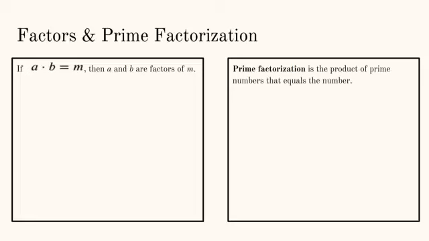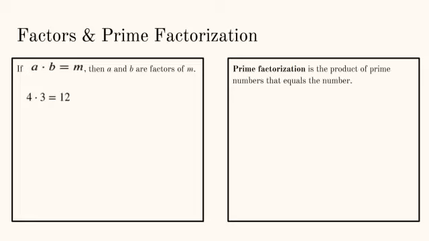Factors and prime factorization. So we need to know what each of these things means in order to be able to work these problems. If A times B equals M, then A and B are factors of M. What does that mean? Well, 4 times 3 is 12. So 3 and 4 are factors of 12.